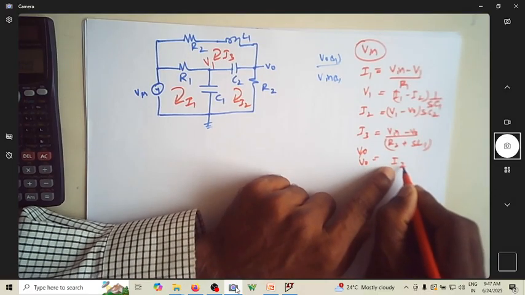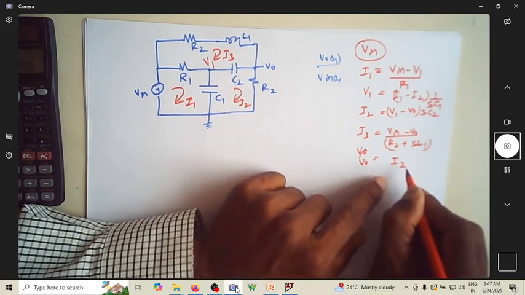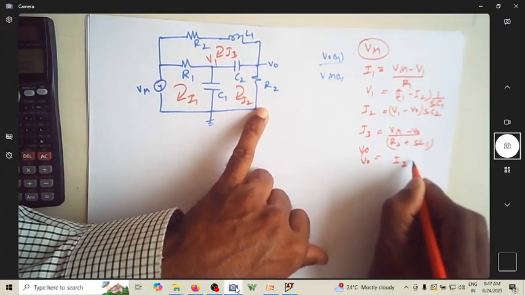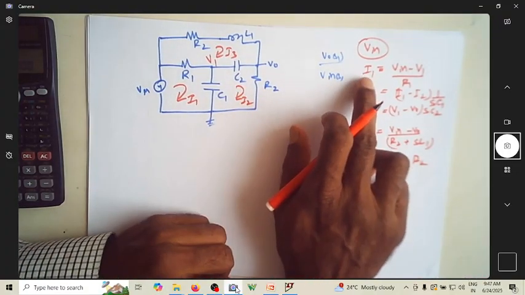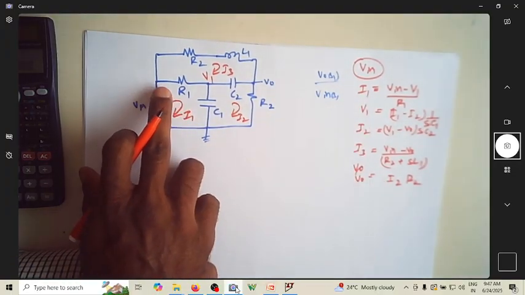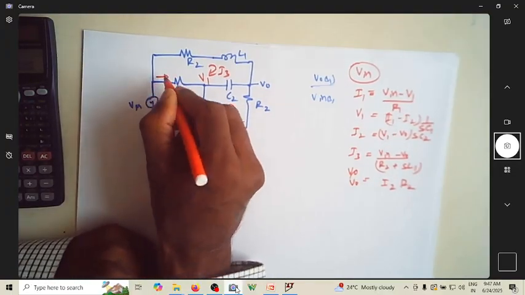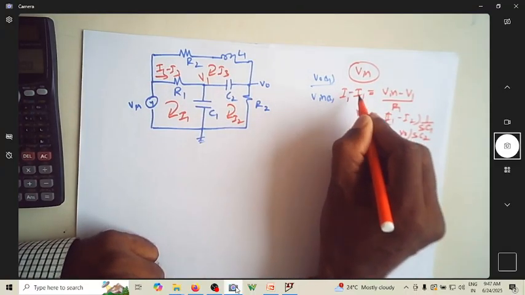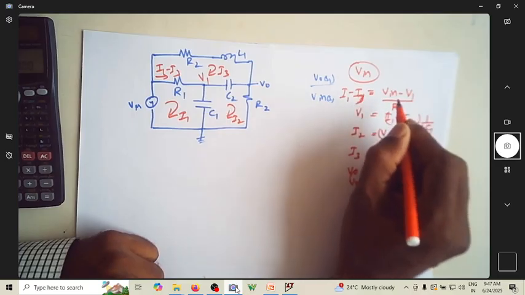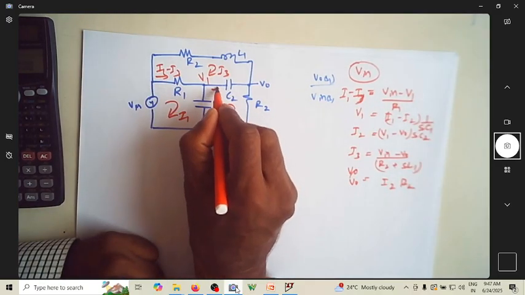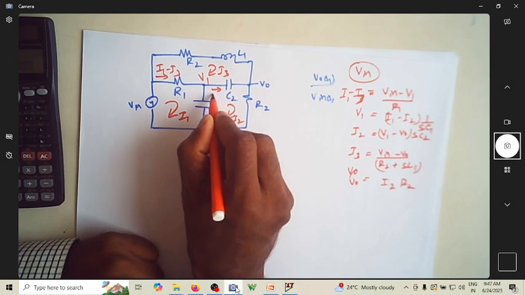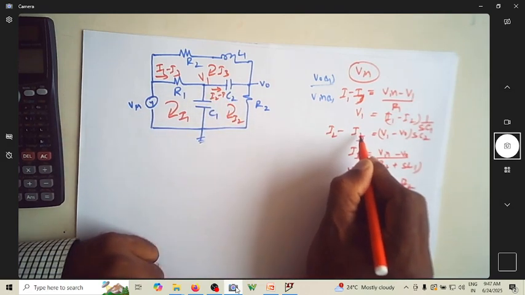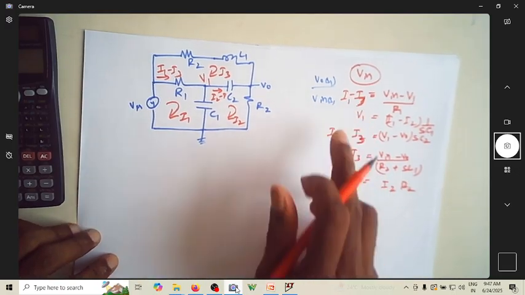So what is this? This is I2, the current that is flowing. It is I2 into R2. Basically, when you see this, the current flowing through this is not I1. It's actually I1 minus I3. So I have to write I1 minus I3 equal to this. That's the current flowing. And here, the current flowing is I2 minus I3. So I have to write this as I2 minus I3. This is the change I have to make.